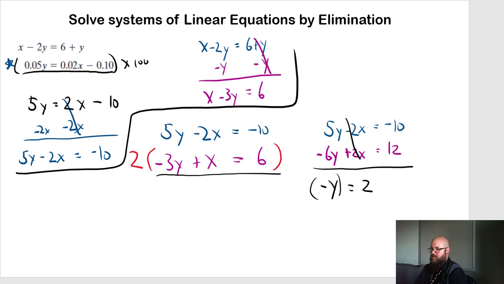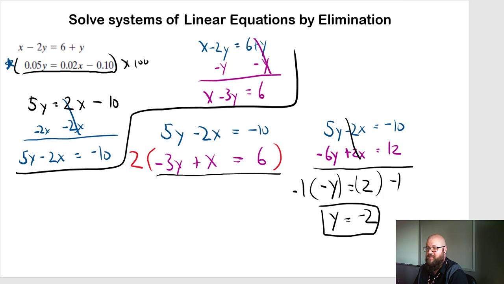And again, as we did on the previous problem, we're going to multiply both sides by negative 1. So we'll put y equals negative 2. So it gave me y equals negative 2. Okay, so now we should plug that back into one of the equations and solve for our x. So let's put that back into this first equation up top. Let's put it back into this equation right here.